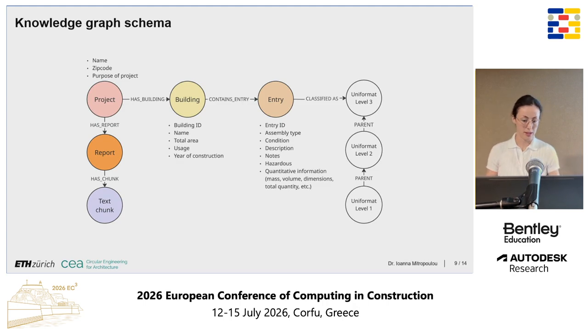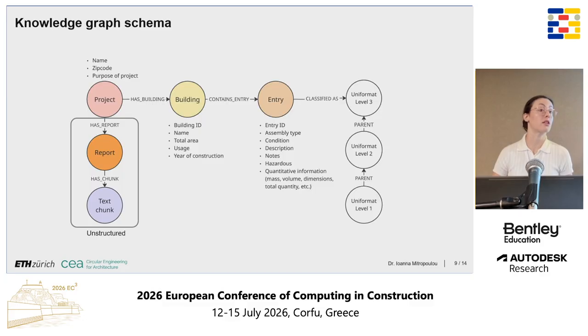So we came up with this schema that consists of nodes that represent the main entities that we find in audits. So a project has a building which contains many entries which are categorized according to the uniformat schema. And then a project also has a report that consists of multiple text chunks. And it is here that all of the unstructured information is embedded into the knowledge graph.